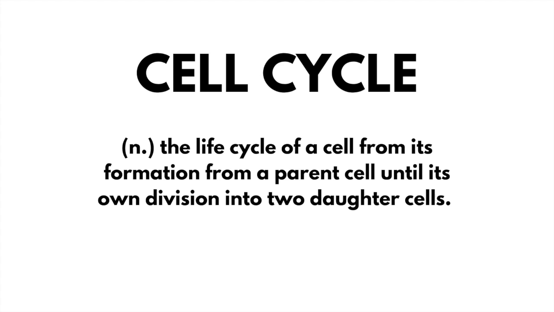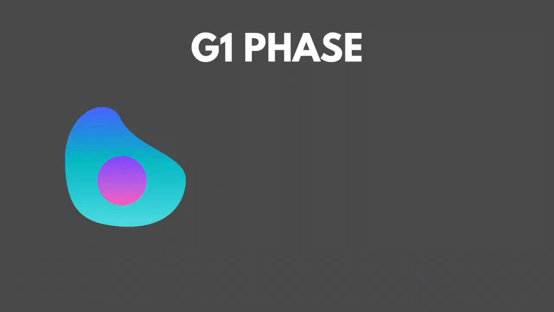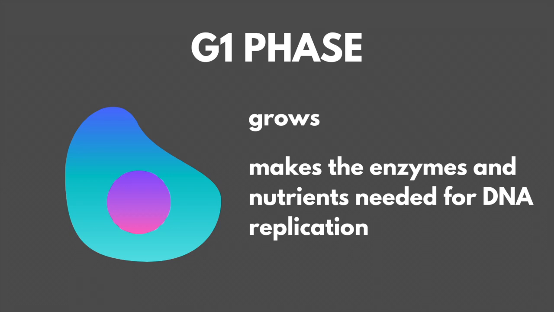So the cell cycle is the life cycle of a cell from its formation from a parent cell until its own division into two daughter cells. This is what the cell cycle looks like. The four phases are the G1 phase, the S phase, the G2 phase, and the M phase. So G1 phase is where the cell grows and performs its normal functions and also makes the enzymes and nutrients it needs for the next step, which is DNA replication.